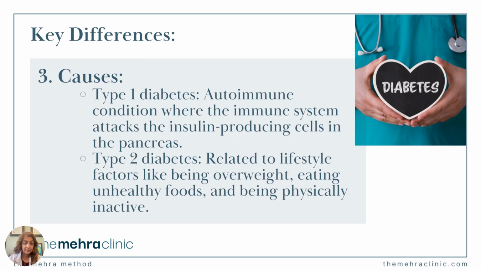Another key difference is that type 1 diabetes is an autoimmune condition where the immune system attacks insulin producing cells in the pancreas. In type 2 diabetes, typically, because insulin doesn't work as well, it's related to lifestyle factors like being overweight, eating unhealthy foods, and being physically inactive.